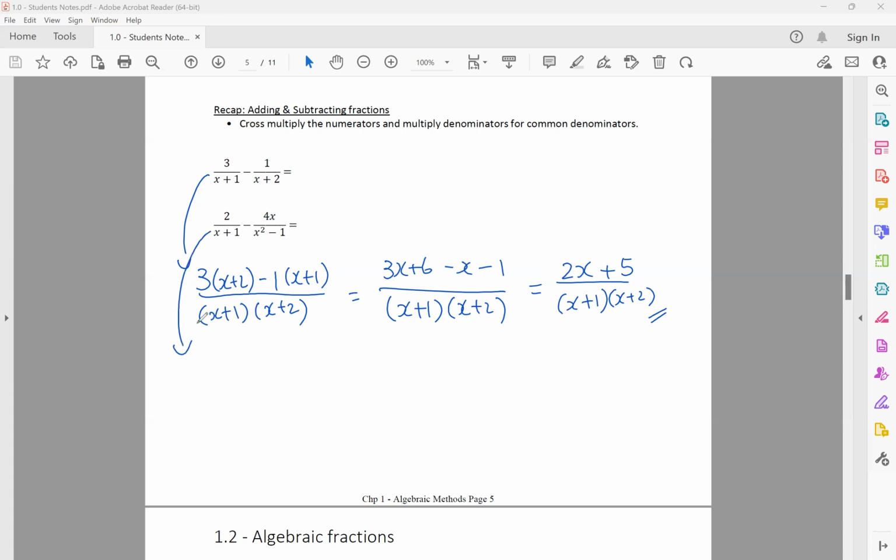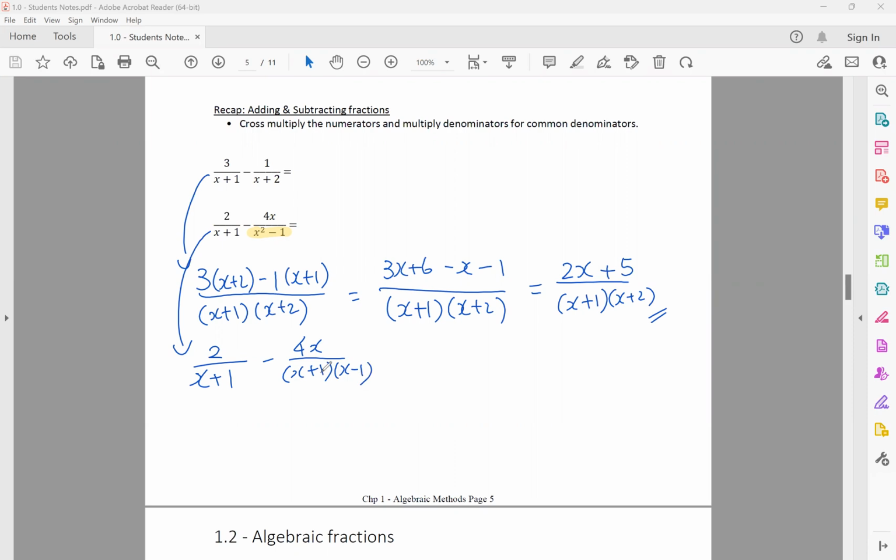Now, question number 2, you do have to realize the denominator has a compound factor in here, x squared minus 1. So what you have to do is factorize it first. So I'm going to rewrite the first fraction, 2 over x plus 1. But for the second fraction, I'm going to write x plus 1, x minus 1, difference of 2 squares.